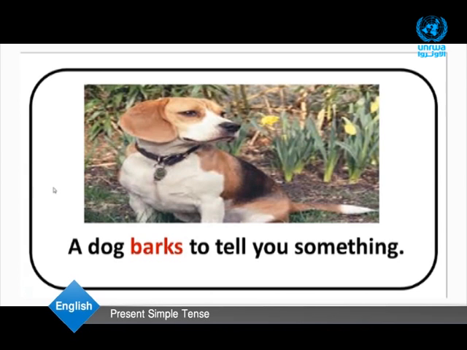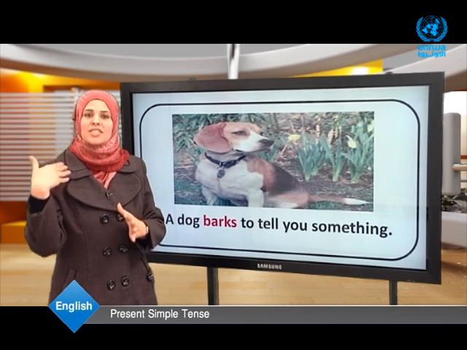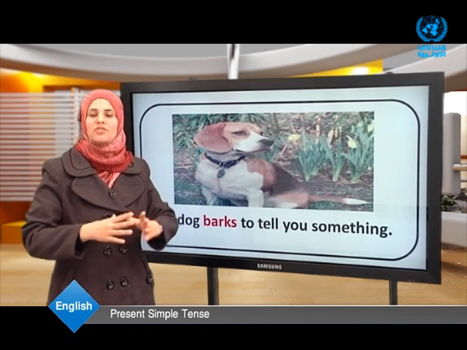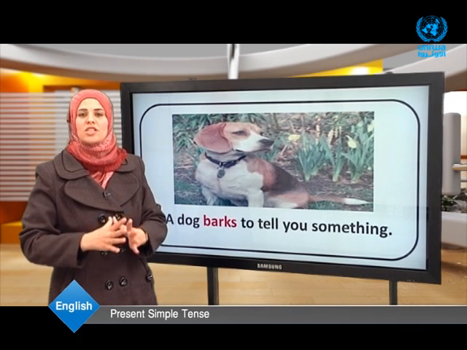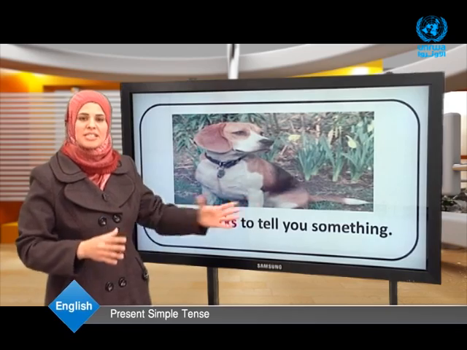A dog barks to tell you something. Now I want you to notice. This is something that the dog did in the past, does now, and will do in the future. So this is a fact, which is always true. And in order to talk about fact, we must use the present simple tense.